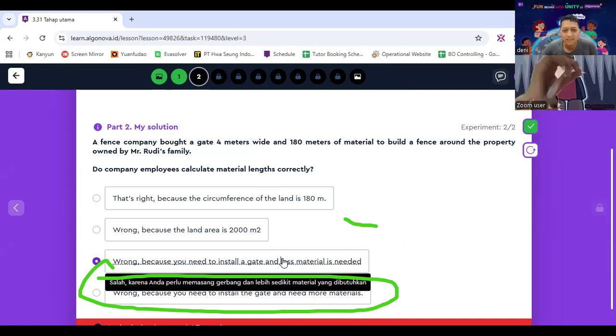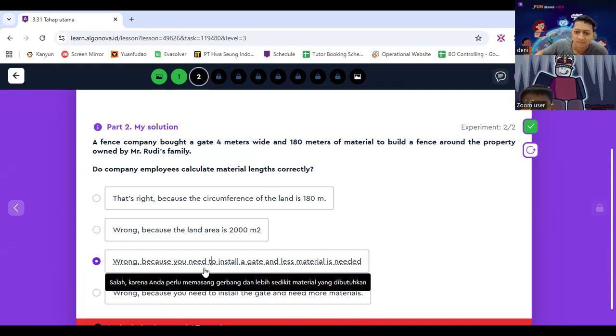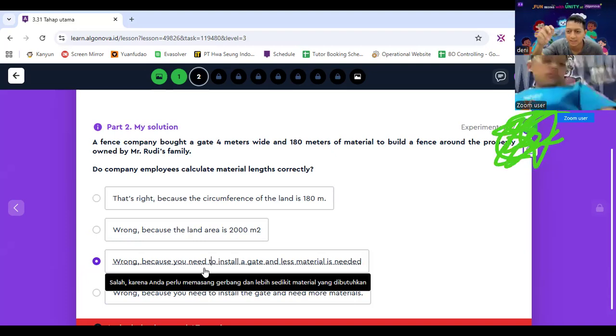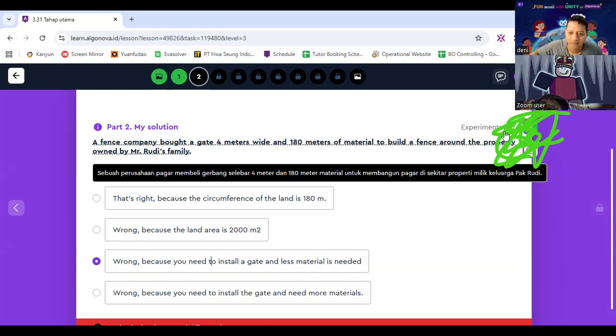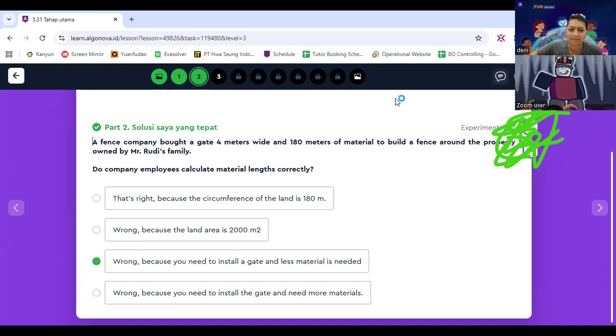A French company bought a cake 4 meters wide and 180 meters of material to build a fence around the property owned by Mr. Rudy's family. I think the answer should be this, because the perimeter of the area is 180, and then you need a gate for 4 meters. You just need to subtract 180 minus 4. Okay, next, number 3.